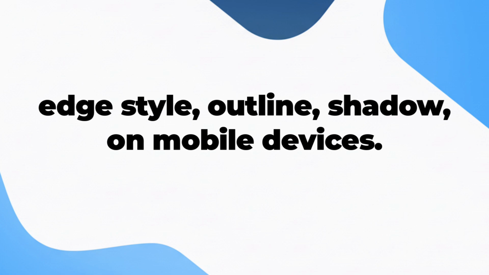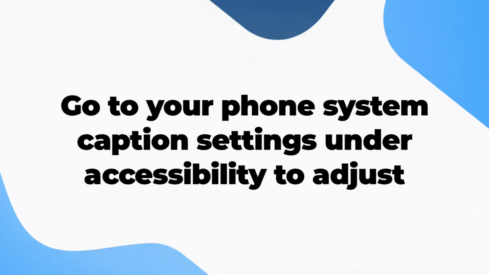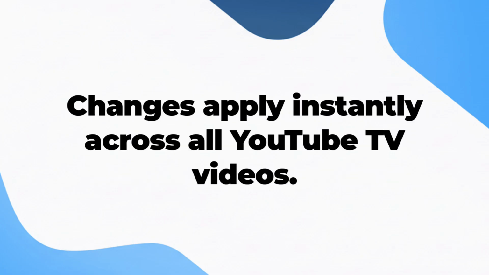On mobile devices, go to your phone's system caption settings under Accessibility to adjust styles. Changes apply instantly across all YouTube TV videos.